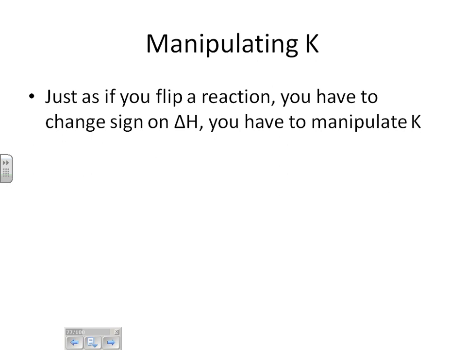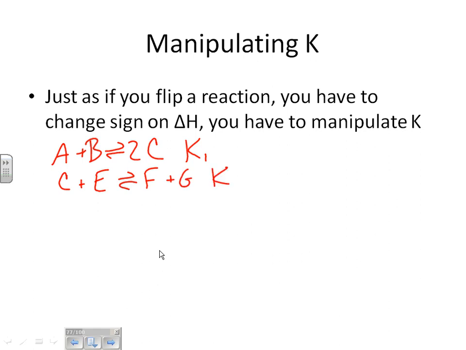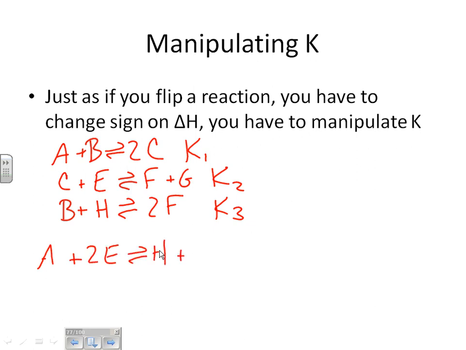So take, for example, we have A plus B goes to 2C, and this is K1, whatever that value is. And then we have C plus E goes to F plus G, and this is K2. And we have B plus H goes to 2F, and this is K3. A question might be, what is the K value for the target reaction A plus 2E goes to H plus 2G?